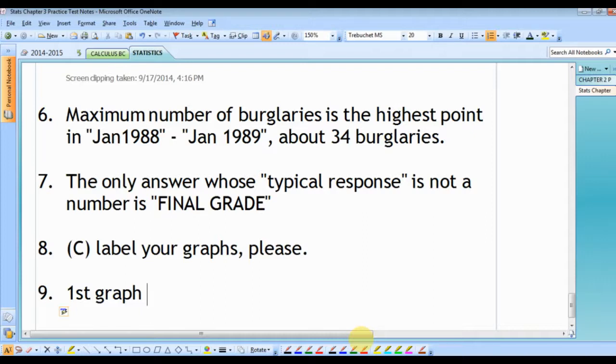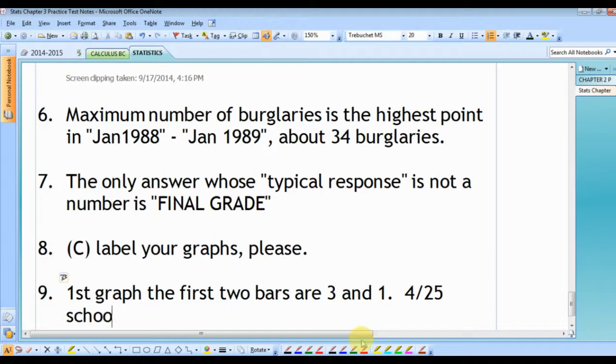The first graph, let's see, how many have a pass rate less than 20? That's 4, right? The first two bars are 3 and 1. So 4 out of the 25 schools have a pass rate less than 20.